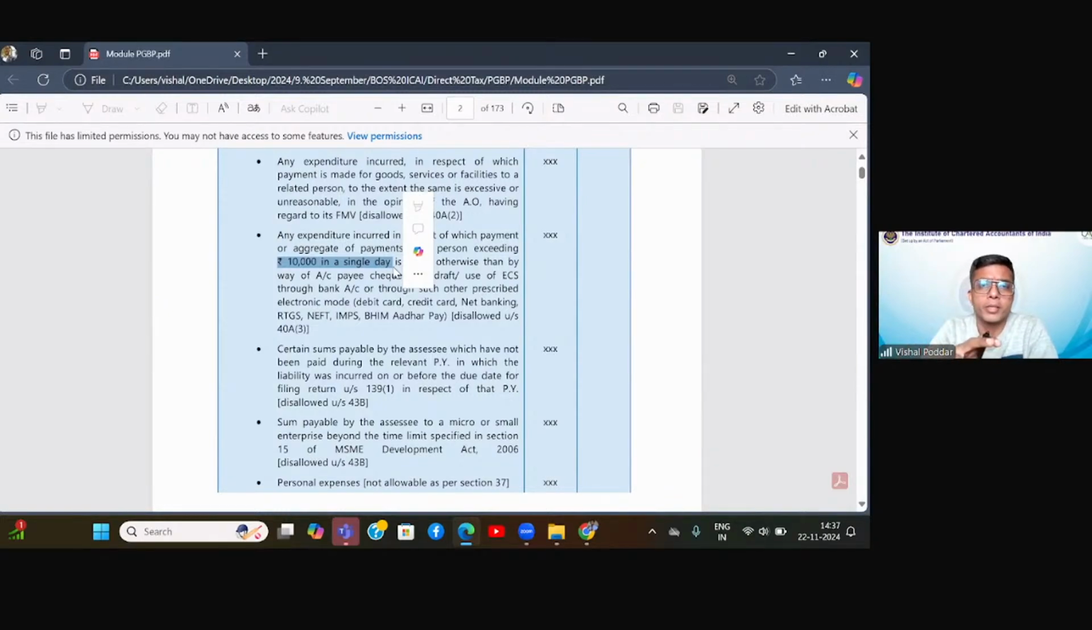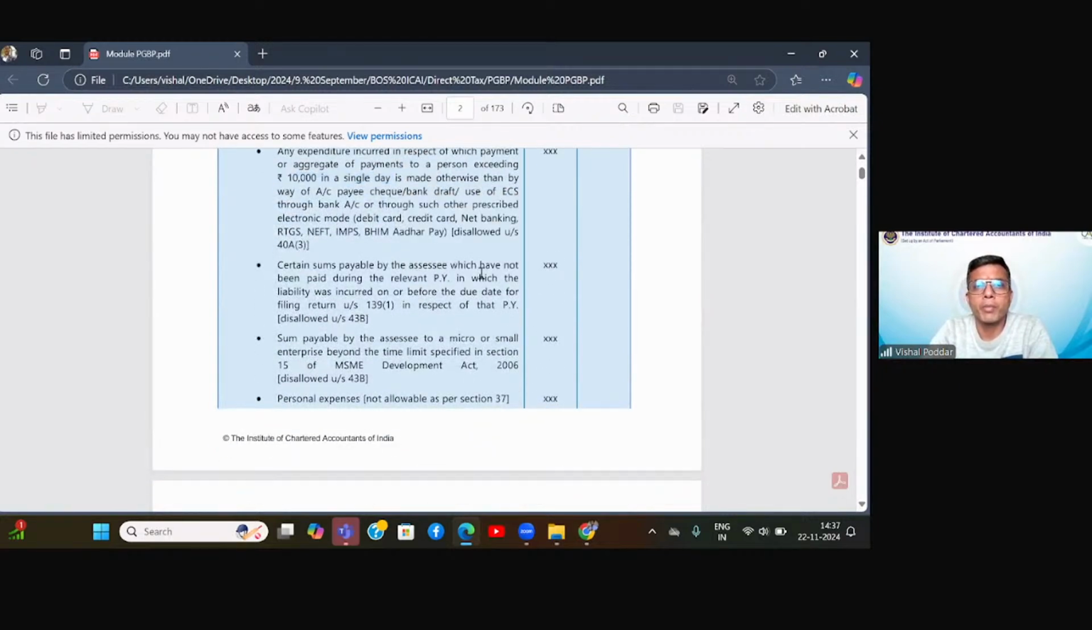Here, there are two exceptions. One, for transport expenses, it is 35,000, this limit. And two, for certain expenses mentioned in Rule 6DD, this restriction does not apply. So those expenses, even if you pay in cash or by bearer cheque, it will be fully allowed.